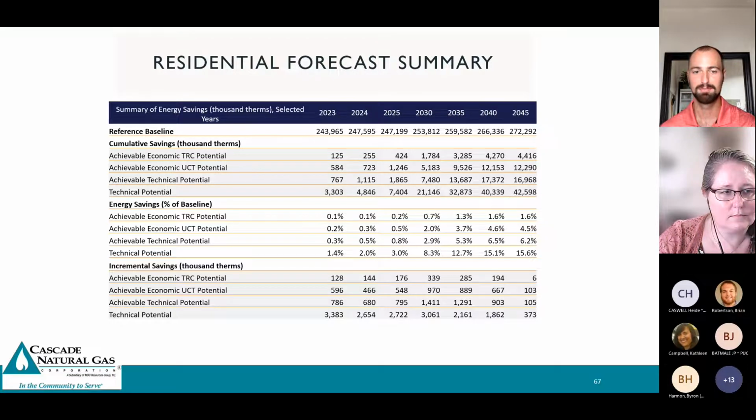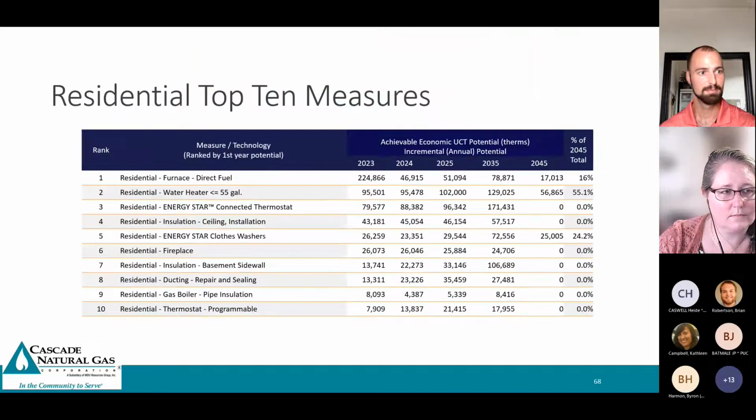In terms of top 10 measures, these actually make up about 95% of all the possible savings for residential. It's about 148,000 therms in 2045. This is where that phase out, or that 100% of achievable potential in the 20-year time frame through the council ramp rates, is really prevalent. You'll notice that the 3 items at the top here, direct fuels, the larger water heaters, the smaller water heaters, as well as Energy Star clothes washers, make up about 95% of all the possible savings for scenario A at the time frame of 2045.